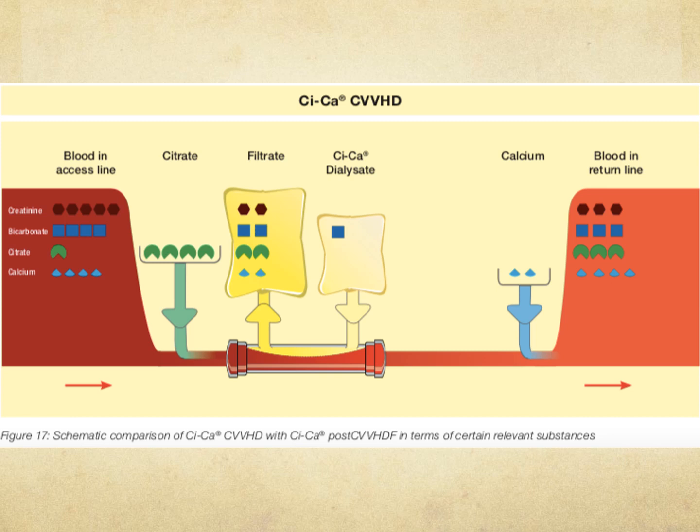And again, this is just a picture to represent where the constituents go. So the citrate is added pre-filter. In the filtrate, there's all the things we don't want, as well as some of the citrate calcium complex. We're also filtering out quite a lot of bicarbonate there, so the patient is going to need some buffer returned. The calcium is added post-filter, and then the blood is returned to the patient.